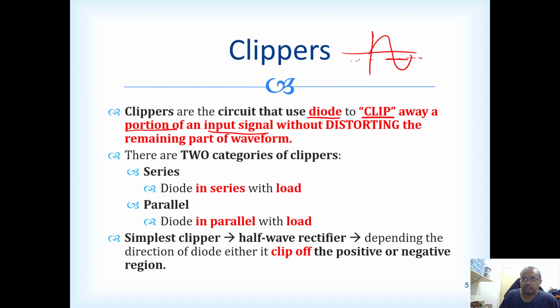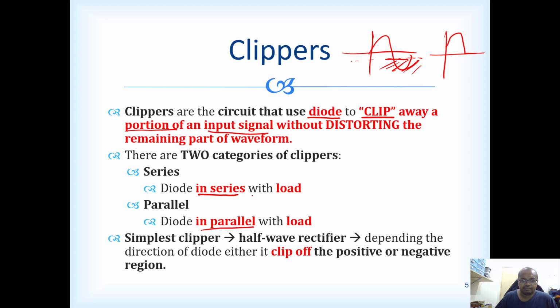So we want the output to be like, let's say, something like that. We clip away the bottom part. This is what it means to use diodes as clippers. There are two categories: we have diodes in series and in parallel.